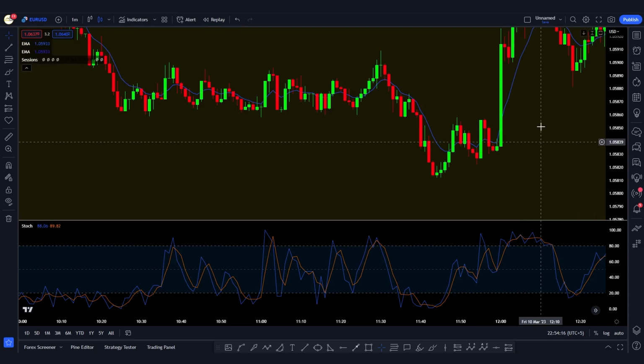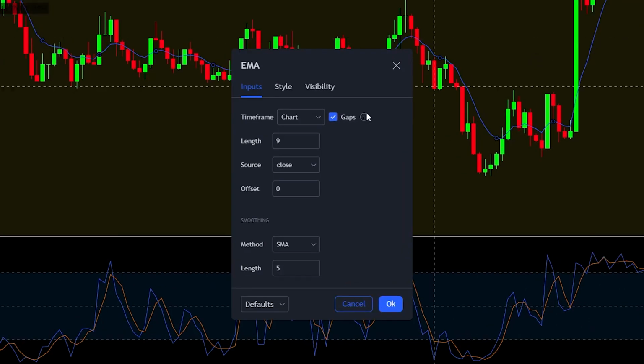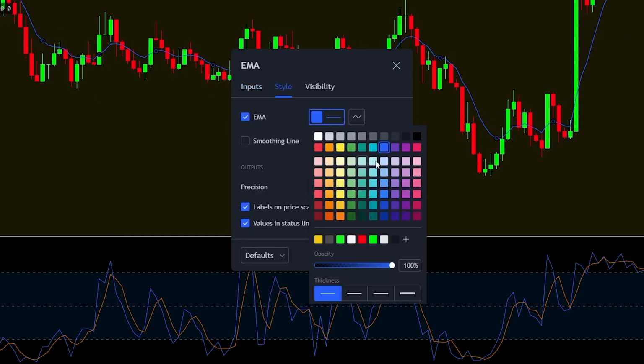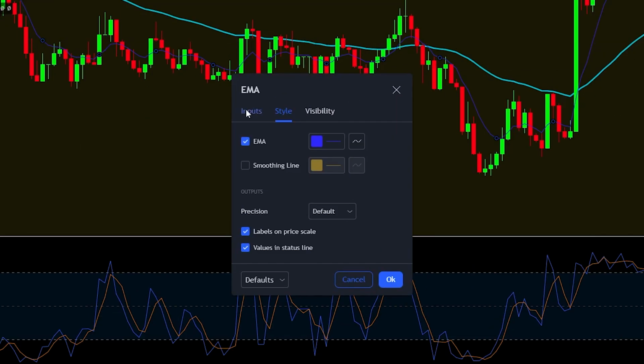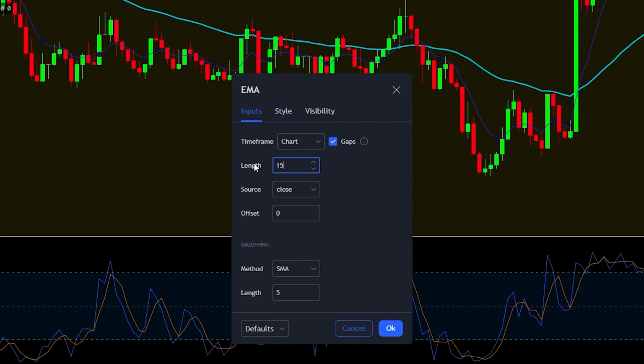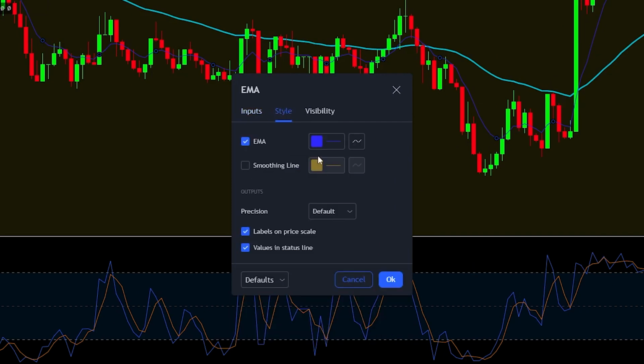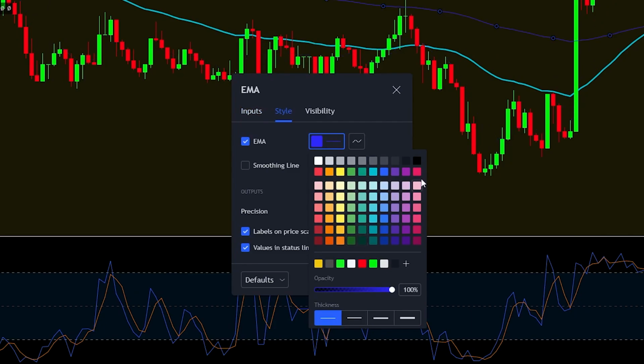So first of all, let's go towards the indicator settings of EMA, and inside here we're going to change the length from 9 to 50. Now also we're going to go towards the style and we're going to change this color to this, and also we're going to increase the line thickness. Now let's go towards the EMA2 and we want to change its length from 9 to 150, and also we're going to change the color of this line and increase its thickness.